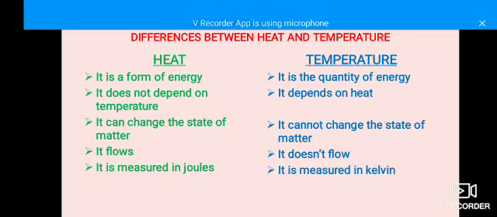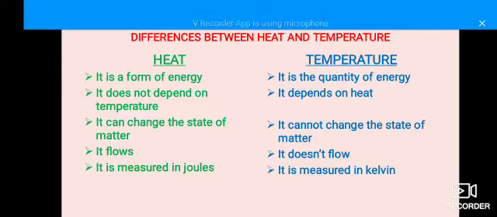Temperature is a quantity of energy, heat energy in a body. Heat is a form of energy. You agree with me? Because heat can do work. Heat can boil water, heat can iron your clothes, heat can keep you warm. But temperature is just the amount of heat, or the quantity of heat in the body. That is the first difference.